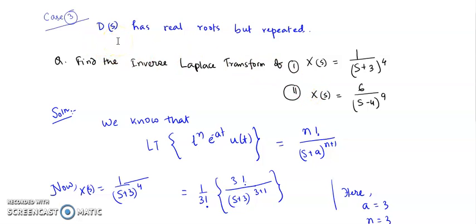Here we are going to discuss the inverse Laplace transform of functions where the denominator has real roots but they are repeating. In this example, the denominator D(s) is equal to (s+3)^4. If you put D(s) equal to 0, then (s+3)^4 equals 0, so you will get s equal to -3, -3, -3 and -3.